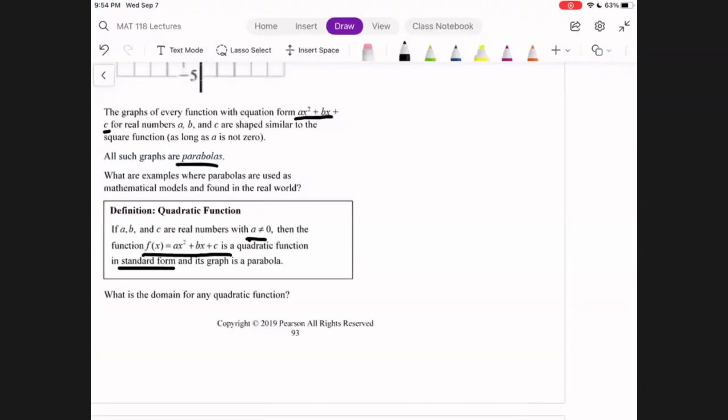Don't forget, this is standard form, okay? So what is the domain of any quadratic? All reals. Or you can think interval notation, negative infinity to infinity, okay? So all real numbers.